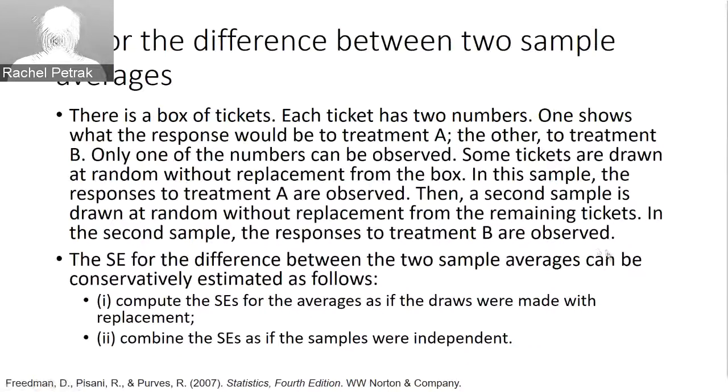This whole point, which I'm kind of skipping over, is that the tickets are drawn without replacement from the box, but we can still conservatively estimate the SE by computing them as if they were made with replacement, which is easier to do. That's why we'd want to do that for a number of reasons. Just hold on for a minute. Based on that assumption, we can combine the standard errors as if the samples were independent.